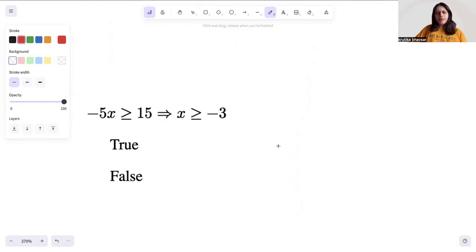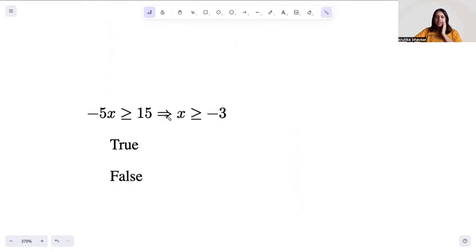Now, okay, we need to identify if the following statement is true or not. So we have, what do we have? We have minus 5x is greater than 15. And that is actually implying the following, that x can be greater than minus 3. And we need to tell if this is true or not.